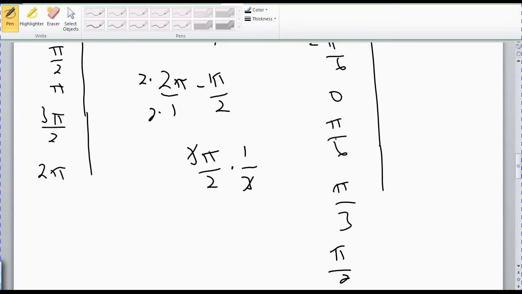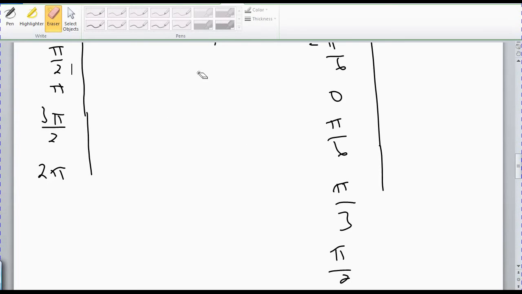By the way, see this? This is 1 pi over 6. This is actually 2 pi over 6, and that's 3 pi over 6. Sometimes there may be easier ways to do these. But that's how I get my x values.